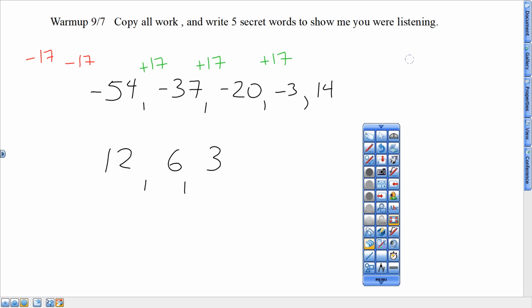So again, -54 on my calculator, subtract another 17, gives me a bunch of negatives, -71. And then if I keep going, -71 minus 17 gives me -88. So again, adding 17 to the right, subtracting 17 to the left. Know this problem.